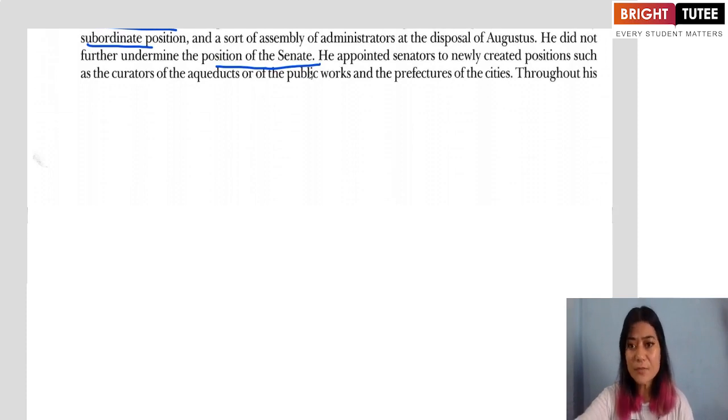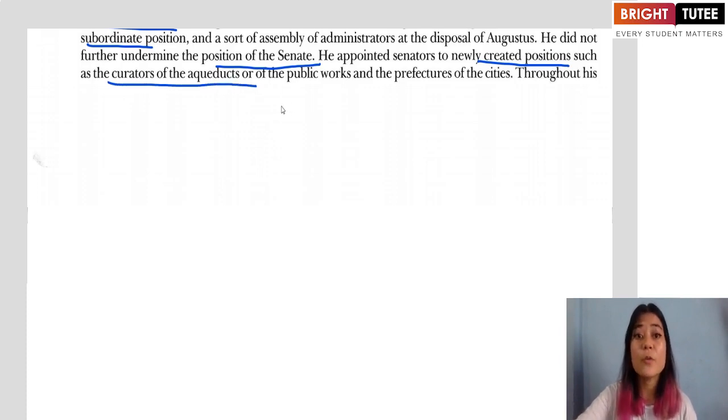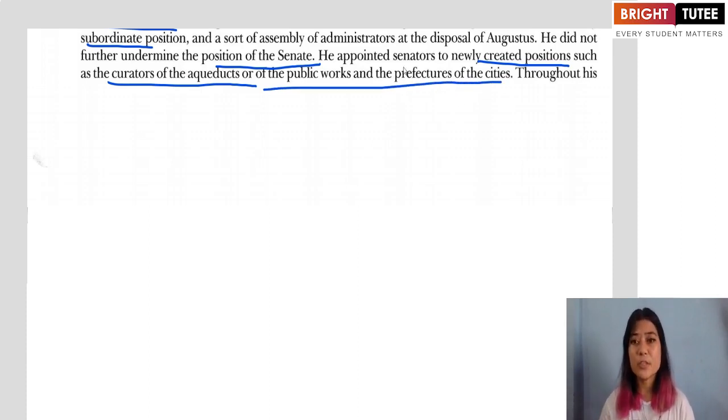Now, apart from that, he created new positions, and for that he appointed new officers, and these officers were curators of aqueducts, or of the public works and prefectures of the cities. These newly appointed officers were to head the new positions or new areas that he introduced, like guardians of aqueducts. These were public work projects, say for example, building bridges, building drains for carrying water, or looking after the cities, the head of the cities, magistrates of the cities. So these positions were filled by the newly selected senators or officers or ministers by Augustus.